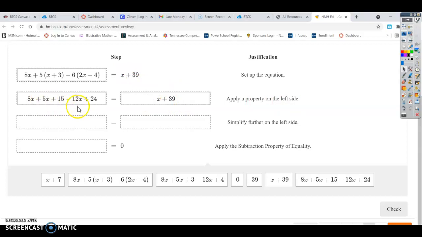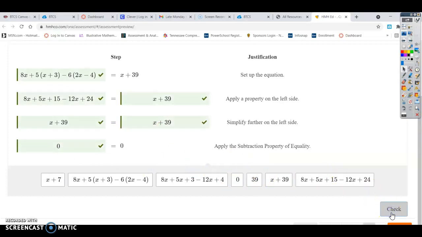And now we're going to combine like terms here. So if we combine like terms, we're going to get x plus 39. And again, we're going to bring down the x plus 39 here. Now, if we subtract x from both sides and we subtract 39 from both sides, we're going to get 0 equals 0. So we can see that if we simplify those two sides, they come out to be the exact same thing at the bottom.